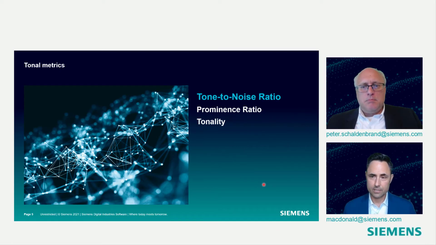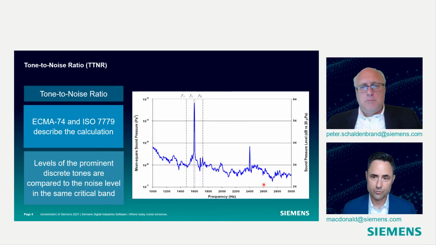So let's take a look at these two separately. Tone to noise ratio. Both of these metrics are standardized in the ECMA 74 standard. They describe how you do this calculation. They're both aimed at deciding whether a tone is prominent or not, and that just means it's large enough in amplitude to stand out from the background, okay?